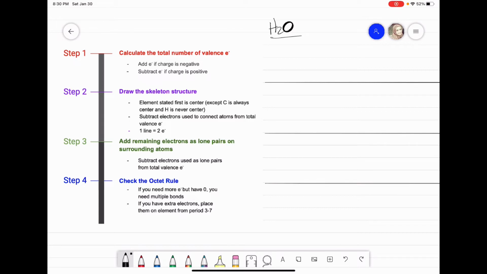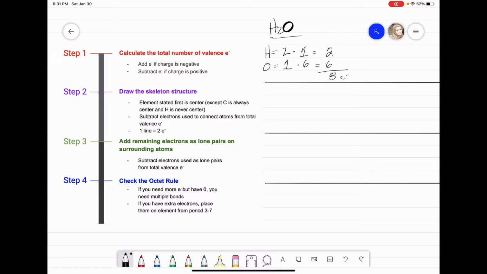The first step says calculate the total number of valence electrons. The total number of valence electrons is the subscript of each atom times its valence electrons. Here I have hydrogen and oxygen. The subscript of hydrogen is 2, so I have 2 hydrogen atoms in this molecule. Oxygen doesn't have a number, meaning that it's 1. Looking at the periodic table, hydrogen has 1 valence electron, whereas oxygen has 6. That gives me a total of 2 here, a total of 6 here, and in total I have 8 electrons.